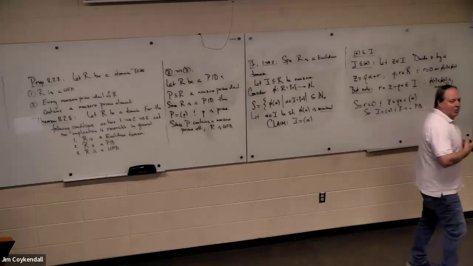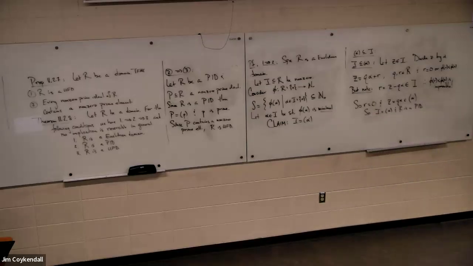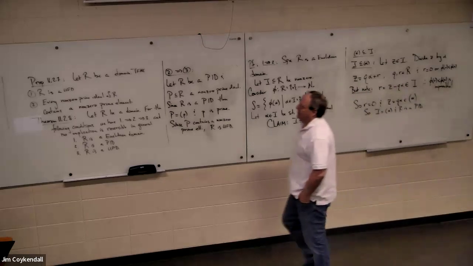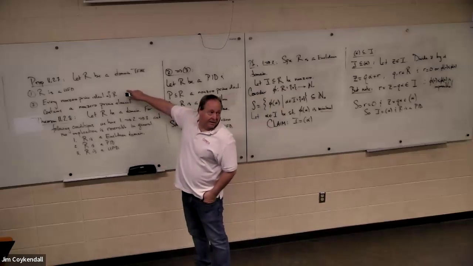I've shown that any non-zero prime ideal contains a non-zero prime element. Where did I use the axiom of choice? You were right not to answer, because I didn't, at least not there. I used the axiom of choice here. This is where I used it.